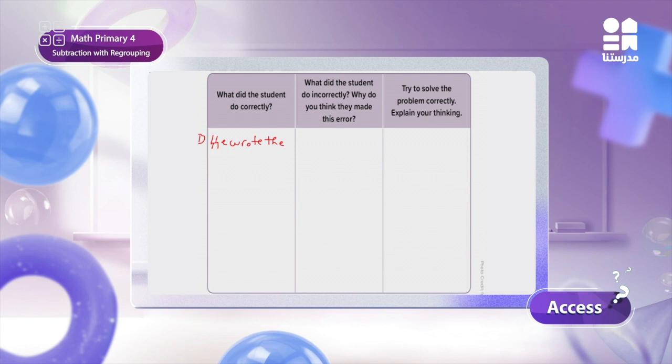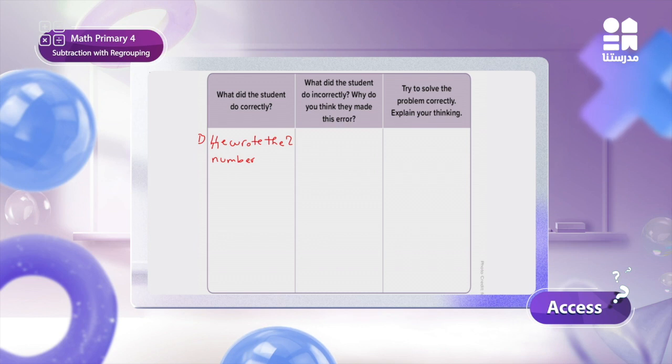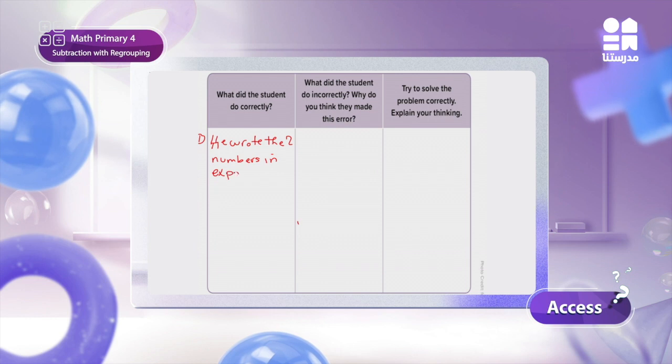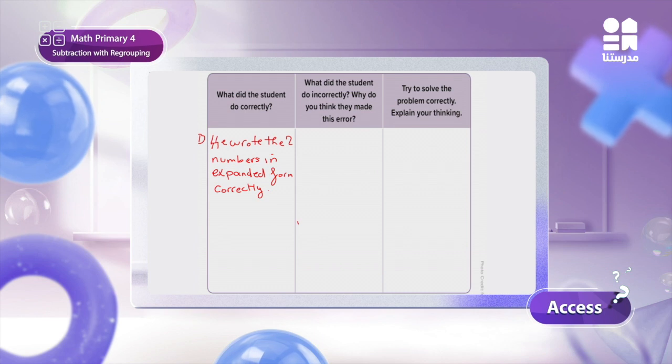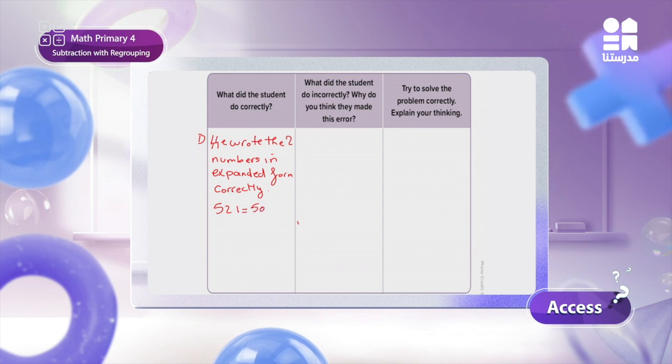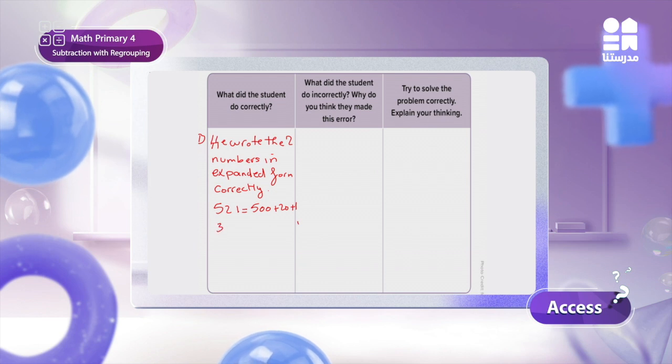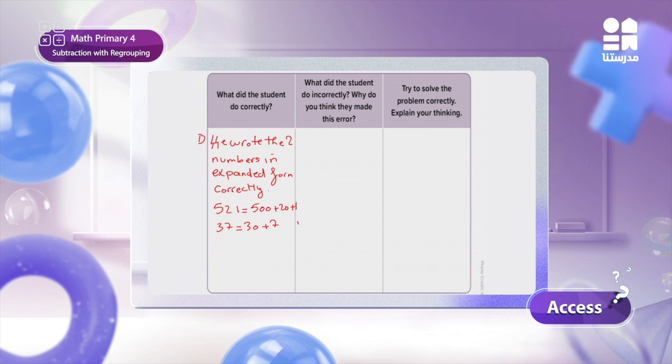the two numbers in expanded form correctly. He wrote them correctly in expanded form. He made 521, yes, 500 plus 20 plus 1, and 37, 30 plus 7. So the first thing he did right is that he wrote the numbers in expanded form correctly.